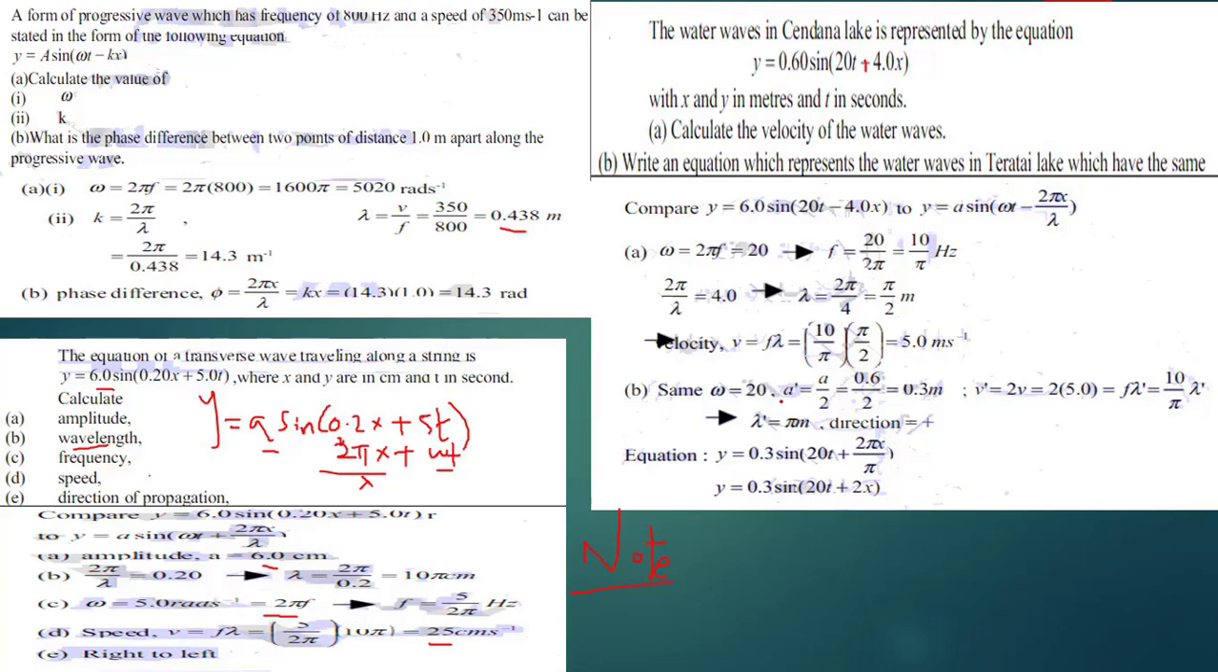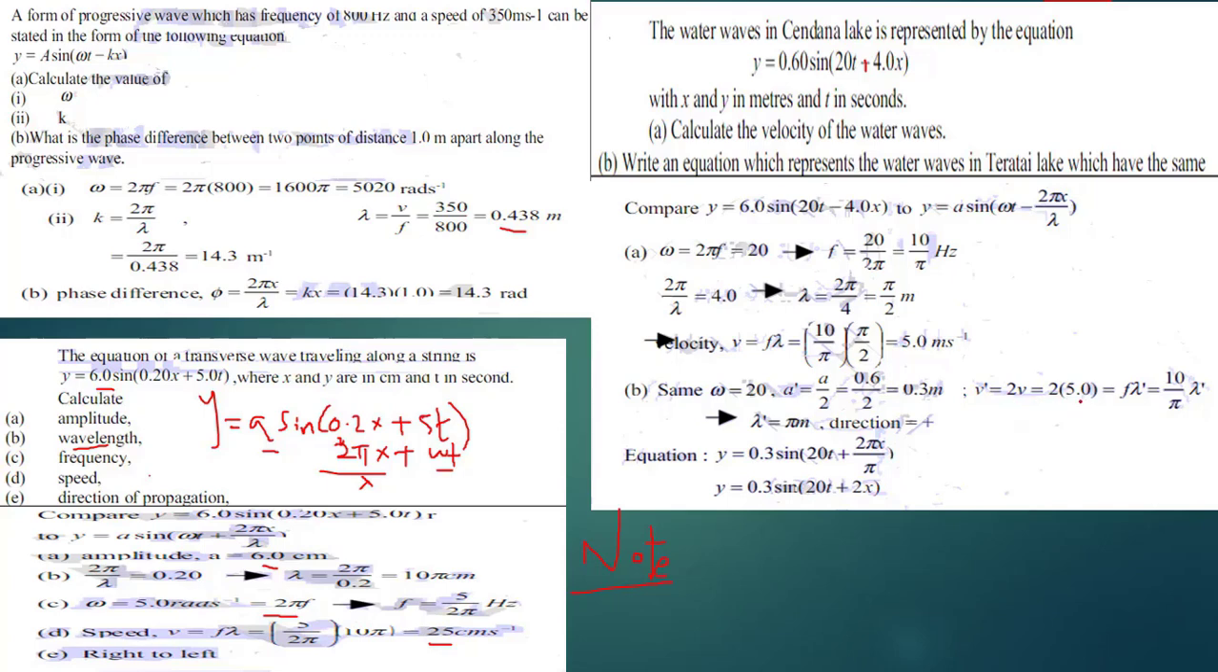W was 20. The amplitude being half means 0.6 divided by 2. The question can be asked in a different way to test whether you know where the amplitude is and where the velocity is. It only tells you the amplitude is half, it doesn't tell you where the amplitude is, so you must know from the equation that the amplitude was 0.6. So if it is half, it is 0.3. And the velocity we were given initially, this time it is twice. The velocity we got earlier in part A was 5, this time the velocity is 2 times 5, which is 10.